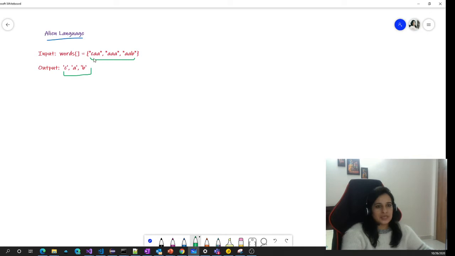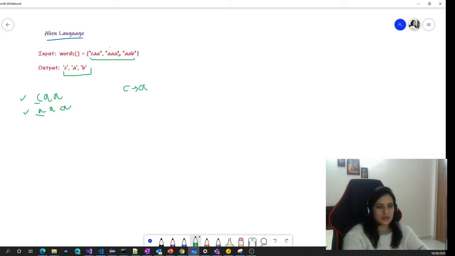For example, these three are the words: the first word is CAA, the second word is AAA, and the third word is AAB, and the output is CAB. So let's understand this first. CAA is my first word, and my second word is AAA. Now if I compare these words, C and A, this is the first word of the dictionary and this is the second word. Definitely, comparing C and A, C is in the first word, so C comes before A, and the rest are all the same.